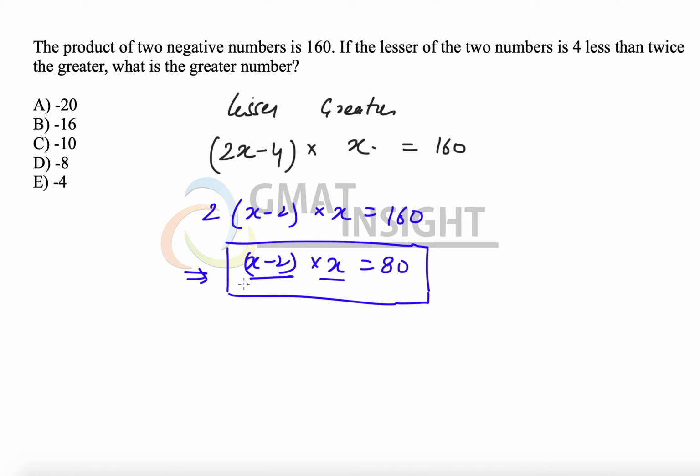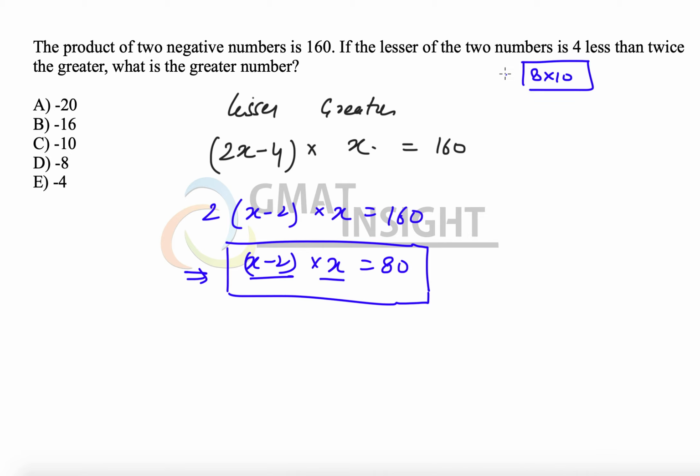Certainly they can't be odd because the result is even. So x minus 2 and x must be two consecutive even numbers. Let's think about two consecutive even numbers whose product is reaching close to 80. So let me take 8 multiplied by 10. Straight away I see that these are two consecutive even numbers that give me the answer.